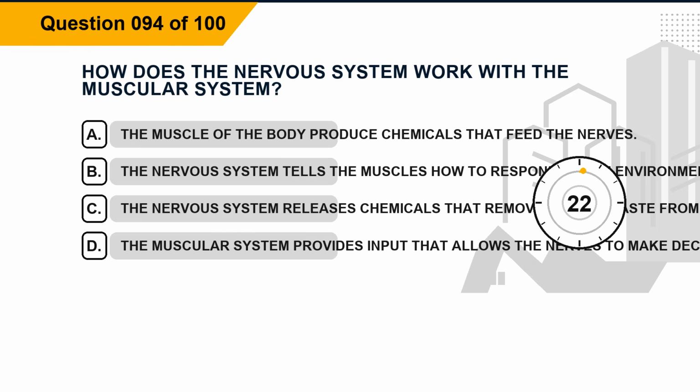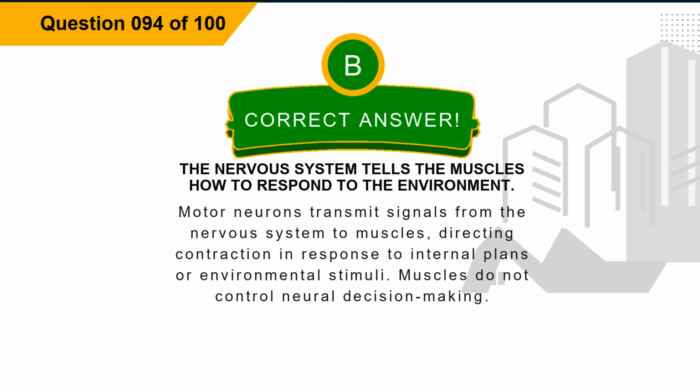Question 94. How does the nervous system work with the muscular system? Option A, the muscle of the body produce chemicals that feed the nerves. Option B, the nervous system tells the muscles how to respond to the environment. Option C, the nervous system releases chemicals that remove excess waste from the muscles. Option D, the muscular system provides input that allows the nerves to make decisions. The correct answer is option B, the nervous system tells the muscles how to respond to the environment. Explanation. Motor neurons transmit signals from the nervous system to muscles, directing contraction in response to internal plans or environmental stimuli. Muscles do not control neural decision-making.